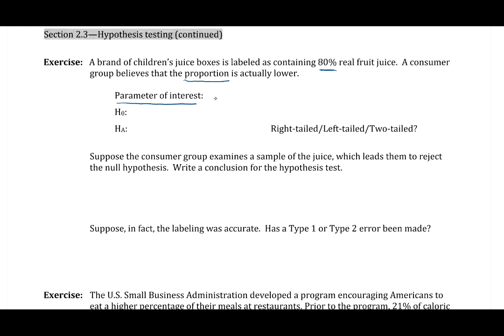So let's define that parameter of interest. We're going to use P as a representation for proportion in this class, and it's going to represent the percent of real fruit juice in all the juice boxes of that brand. Remember, this is our population proportion that we're talking about here.